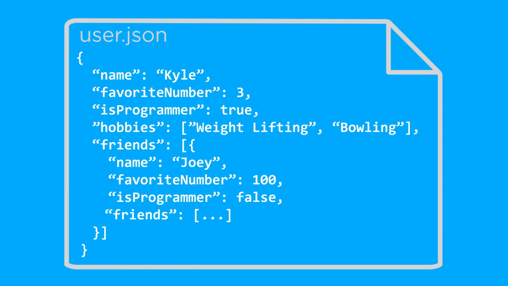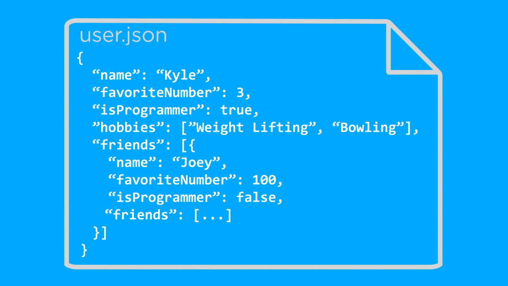So for example, for this friends array, we could have a friends array and it could have the same properties of name, favorite number, is programmer, hobbies, and even friends inside of that. And you can start to get a very deeply nested array if you really wanted. Then we just have to make sure that we don't put a comma on the very last property value key pair that we have, close it with a curly brace, and that's our full JSON file created.